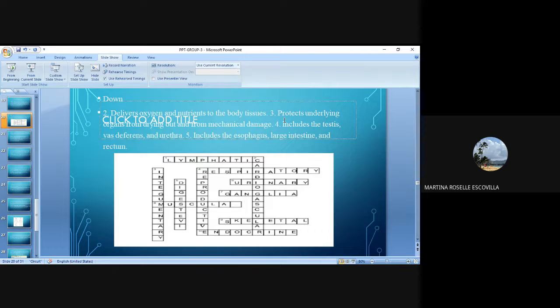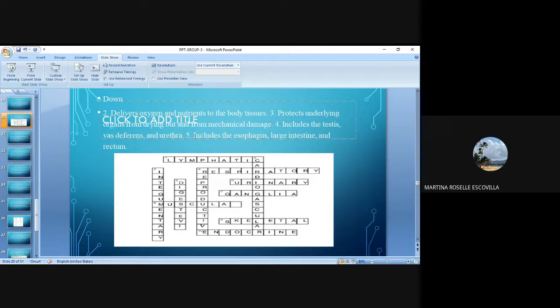The number 4, it includes the testes, vas deferens, and urethra. And the answer here is reproductive. Reproductive, the organs involved in producing offspring.